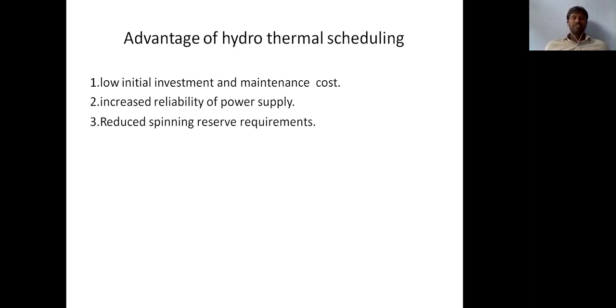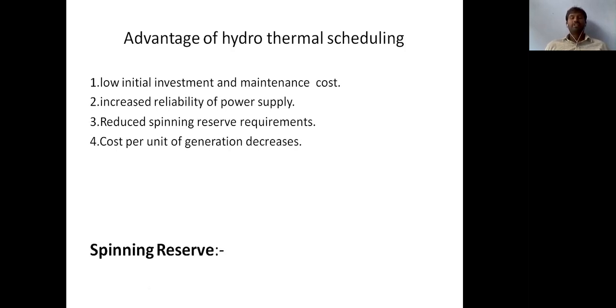It also reduces the spinning reserve requirements, which we will discuss later. And the cost per unit of generation decreases. Our main aim is to reduce the cost of generation. Since the thermal and hydro plants are interconnected, the cost per unit of generation also decreases. Those are the advantages of hydrothermal scheduling.